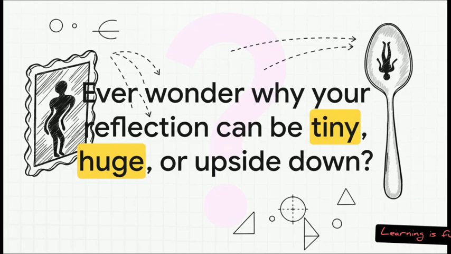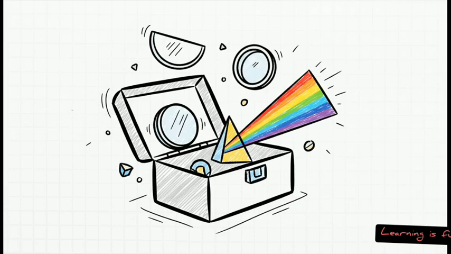You look into a funhouse mirror, or even just the back of a spoon, and suddenly your reflection is stretched, shrunk, or totally flipped. Well, that's not magic. It's math. And that's what we're here to do. We're going to build the exact toolkit of formulas that physicists use to figure all this stuff out. By the end, you'll be able to see the world just like they do. So let's get into it.